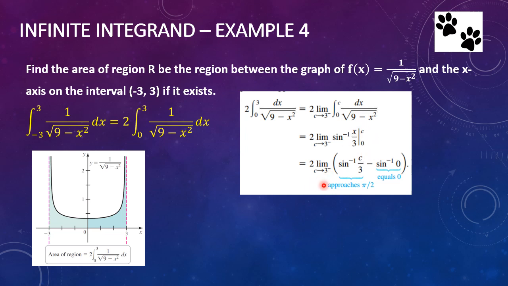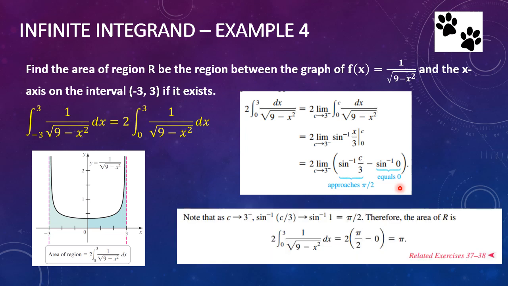So this gives us 2 times the limit as c approaches 3 from the negative direction. And so we get the inverse sine of c over 3. Well, of course, this becomes the inverse sine of 1, which is 90 degrees or pi over 2, minus the inverse sine of 0. And of course, sine is 0 at 0. This then gives us 2 times pi over 2 minus 0, or pi. So our area is equal to pi units.